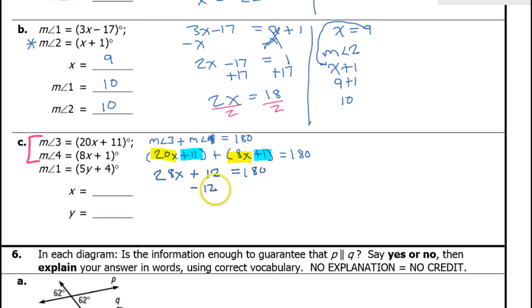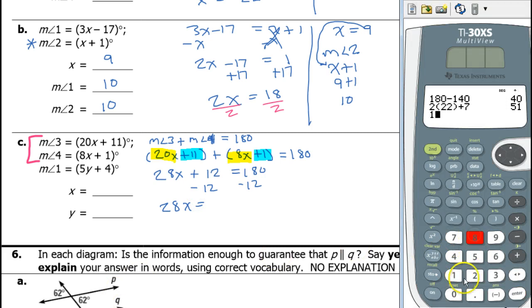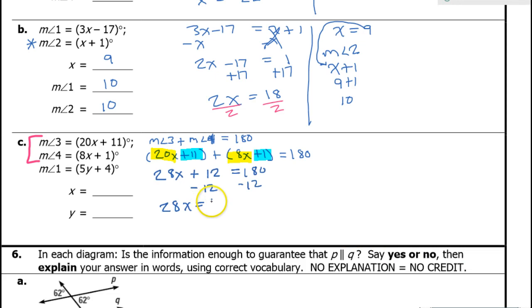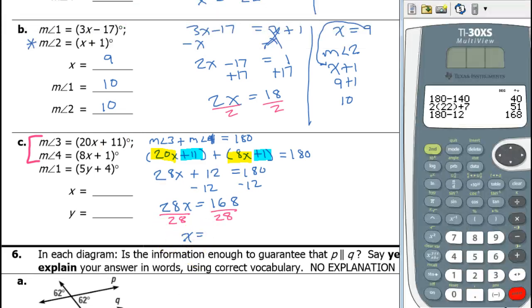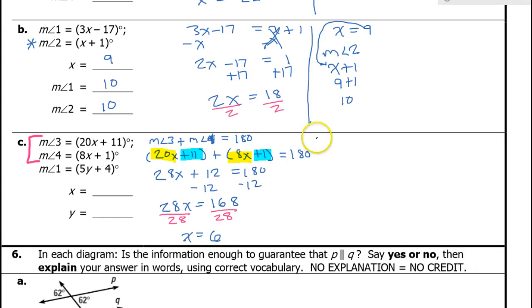All right, then you would subtract 12 from both sides. So that's going to give us 28x is equal to 168. And then you have to divide both sides by 28. Okay, so divided by 28. So that is 6. So x is equal to 6.